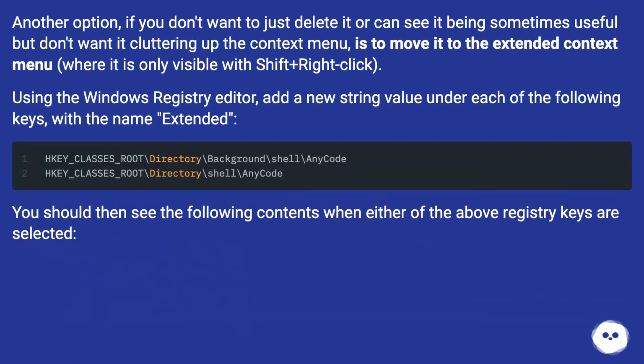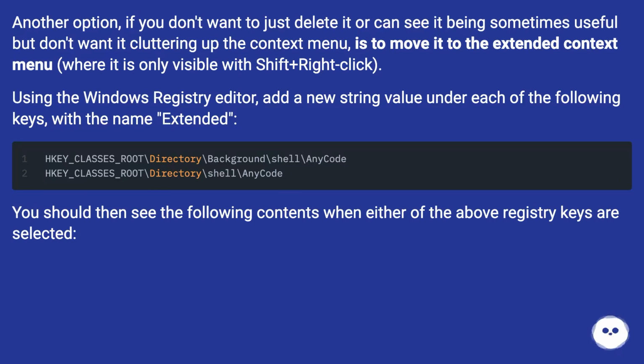Another option, if you don't want to just delete it, or can see it being sometimes useful but don't want it cluttering up the context menu, is to move it to the extended context menu, where it is only visible with Shift plus right-click. Using the Windows Registry Editor, add a new string value under each of the following keys, with the name Extended.